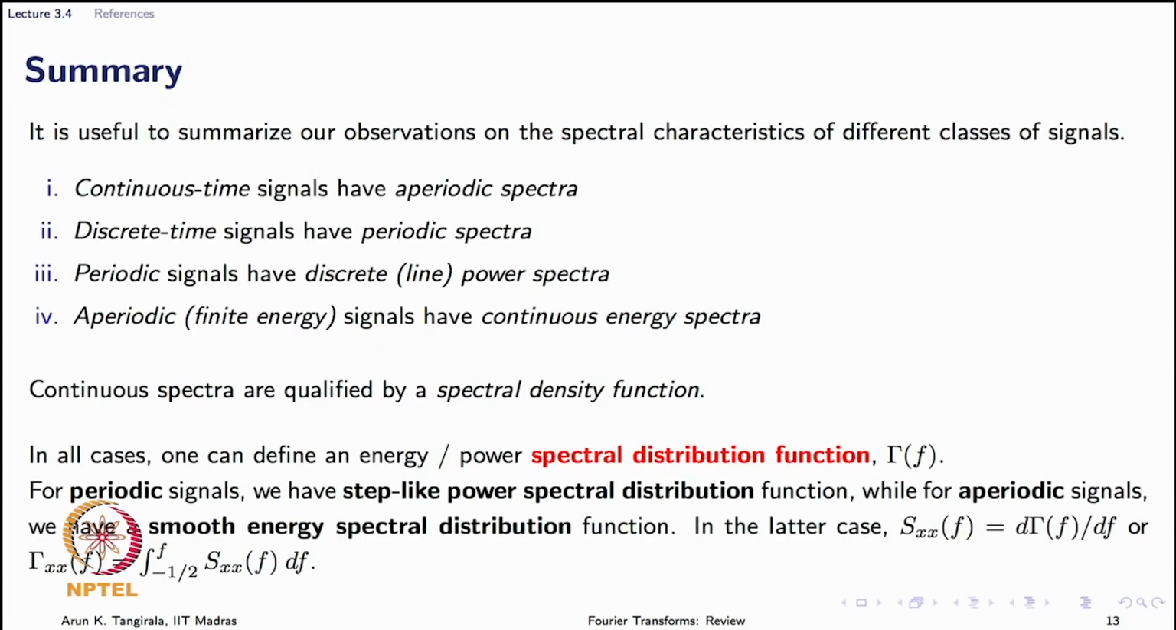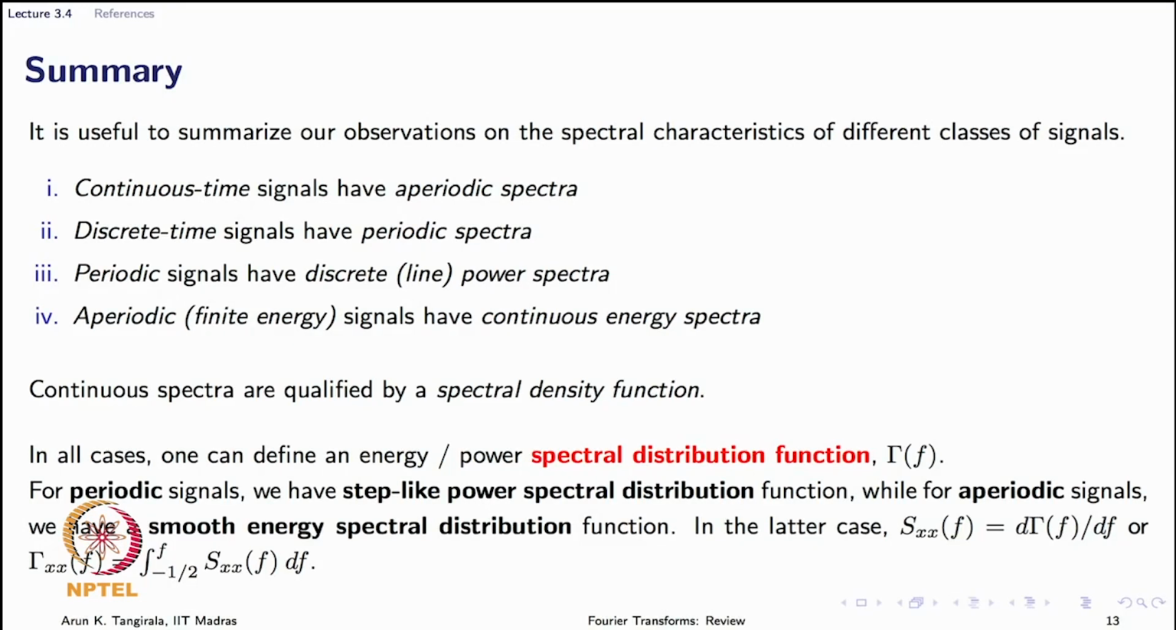So, just to summarize now all the 4 different transforms that we have looked at. The first observation is that continuous time signals have aperiodic spectra, as I had mentioned early on in this module, whereas discrete time signals have periodic spectra. Regardless of whether the discrete time signal is periodic or aperiodic, they have periodic spectra. And likewise for the continuous time case, regardless of whether this continuous time signal is periodic or not, the spectrum is aperiodic.